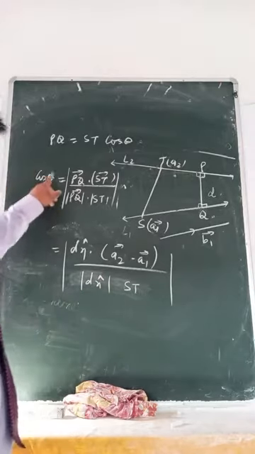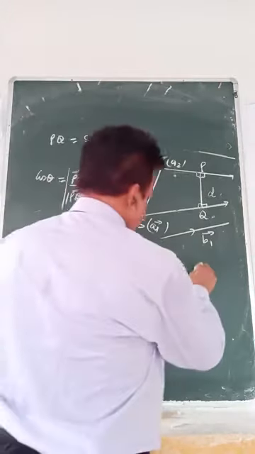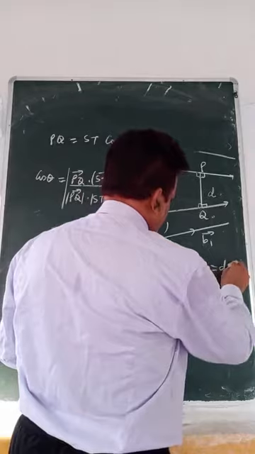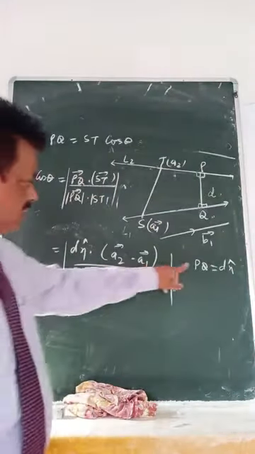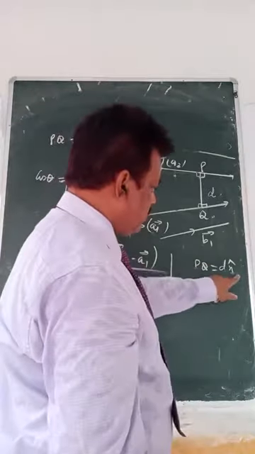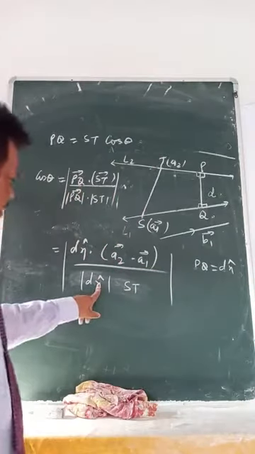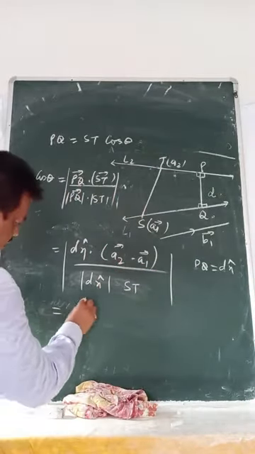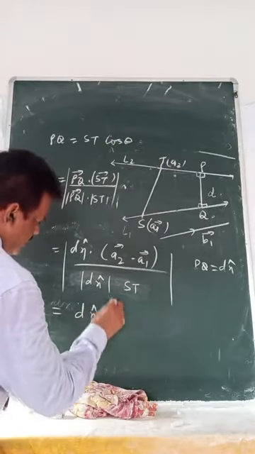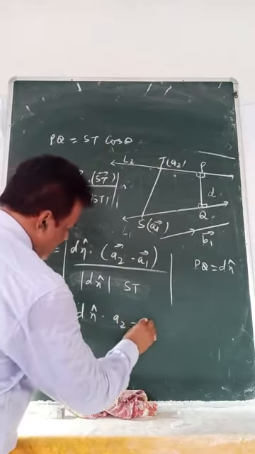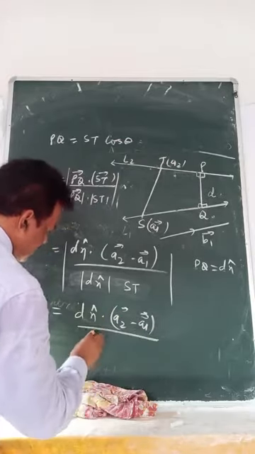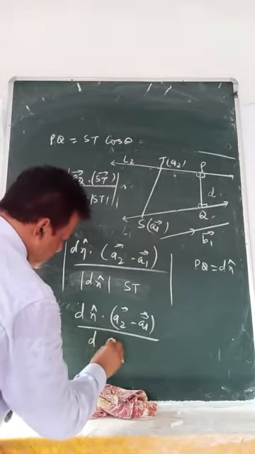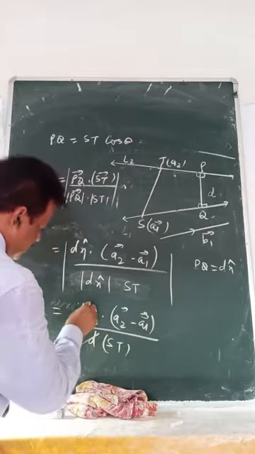Okay, because what have you taken as PQ? Your PQ is dn cap. So the modulus of PQ means the modulus of these two. The value of n cap modulus will be 1. So that is dn cap dot A2 minus A1, divided by D and ST. So this is cancelled.